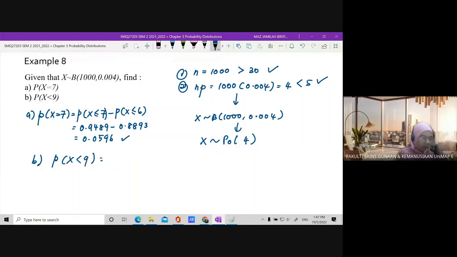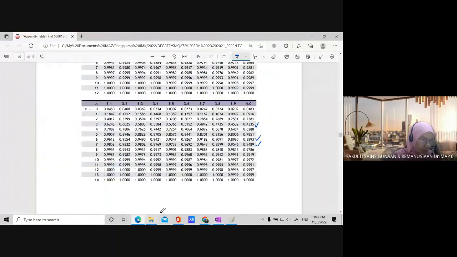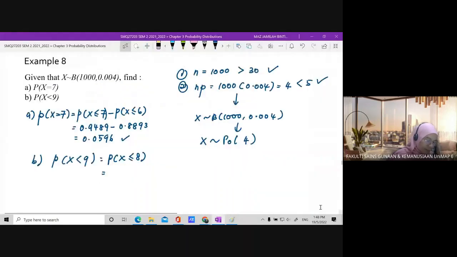Now, what about P(X less than 9)? This is directly, 9 is not included. So we are looking at the cumulative table. So it becomes P(X less than or equal to 8). Directly from your table, where lambda is equal to 4, less than or equal to 8, 0.9786.